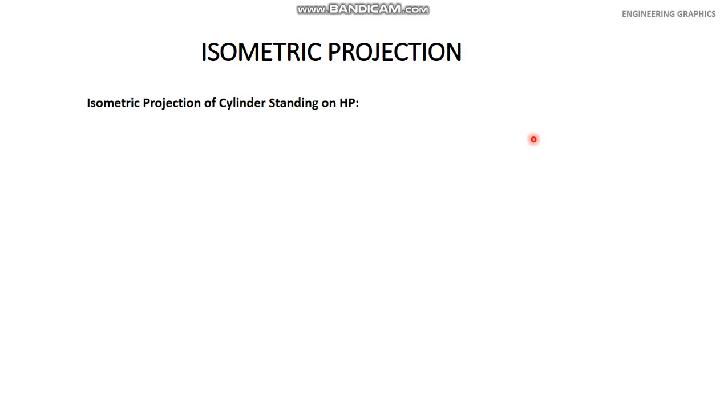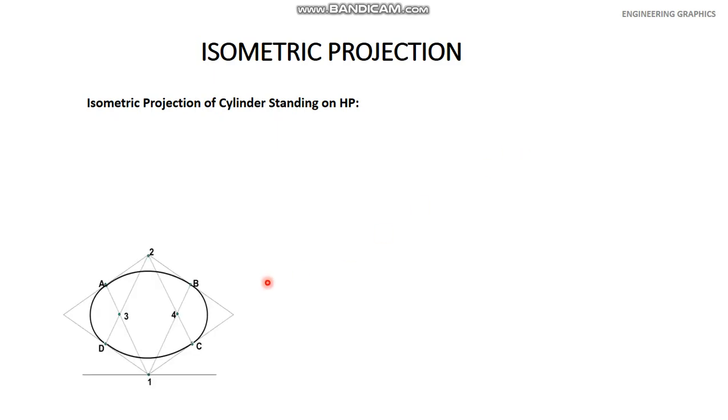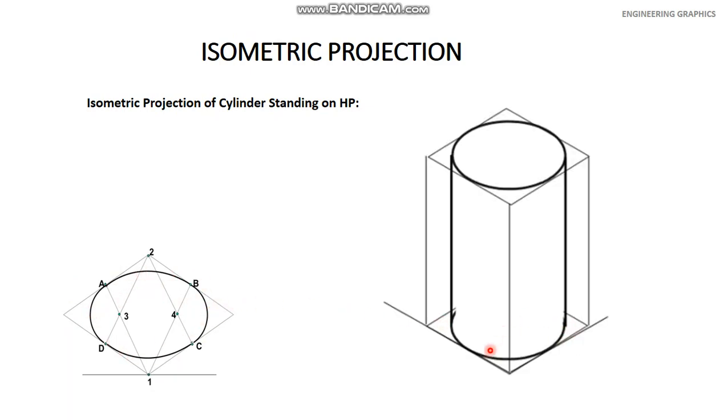Isometric projection of cylinder standing on HP. First of all, draw a circle as a base here, and as we have discussed before in the last example, take the vertical line equal to the height of the cylinder, and here draw a square, and in this square draw a circle with four center method. Now two circles you have, one circle will be visible and the other will be hidden, so it should be erased from here, and this is the final projection.